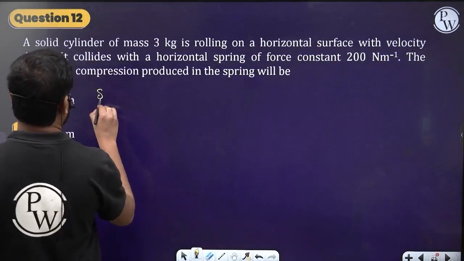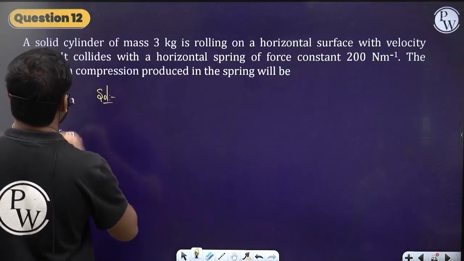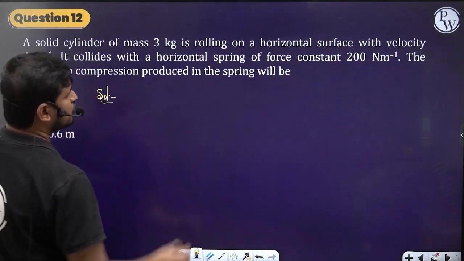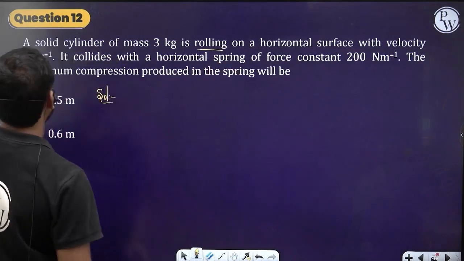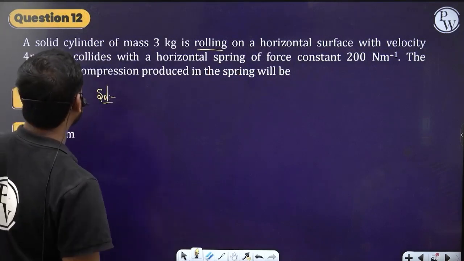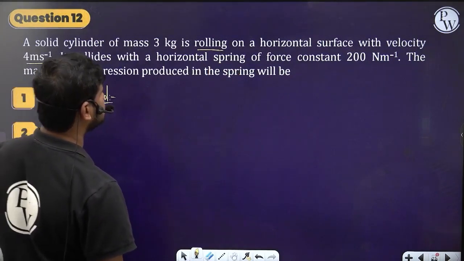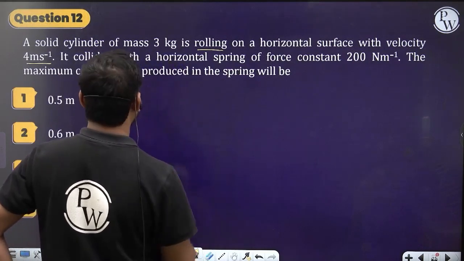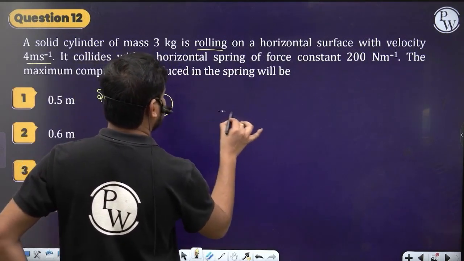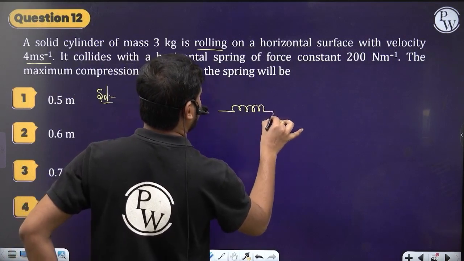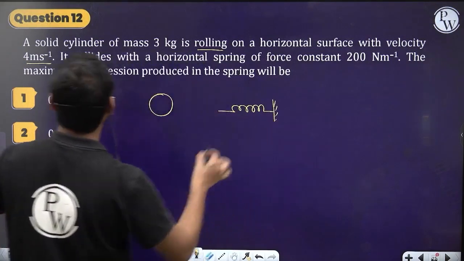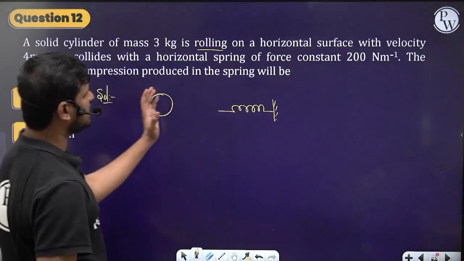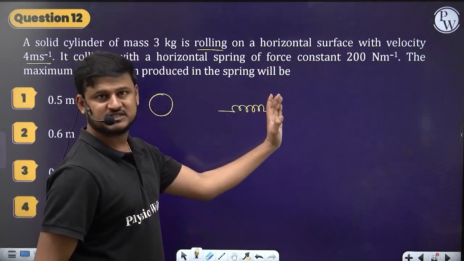So next question. A solid cylinder of mass 3 kg is rolling on a horizontal surface with a velocity. That's a linear velocity, the center of mass velocity. It collides with a horizontal spring of force constant 200 N/m. So it is rolling, and here is a spring, right? So it collided with this. The maximum compression when it collides with this, so it will be compressed, right?